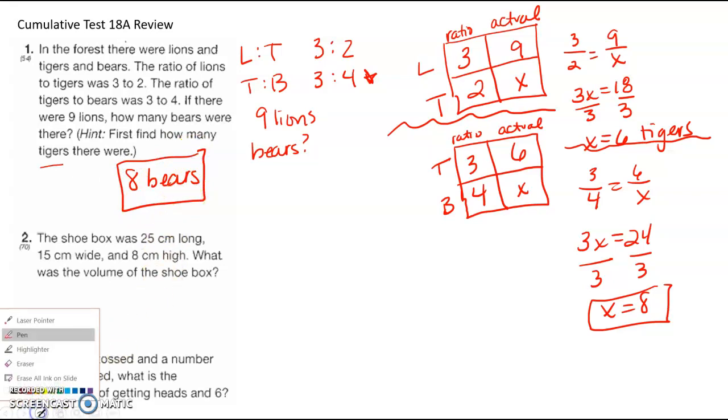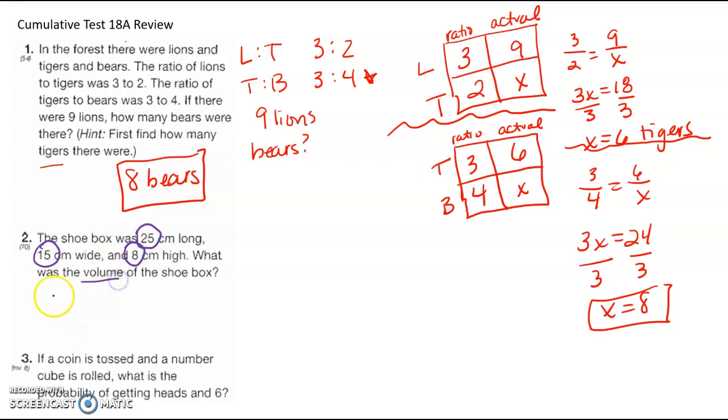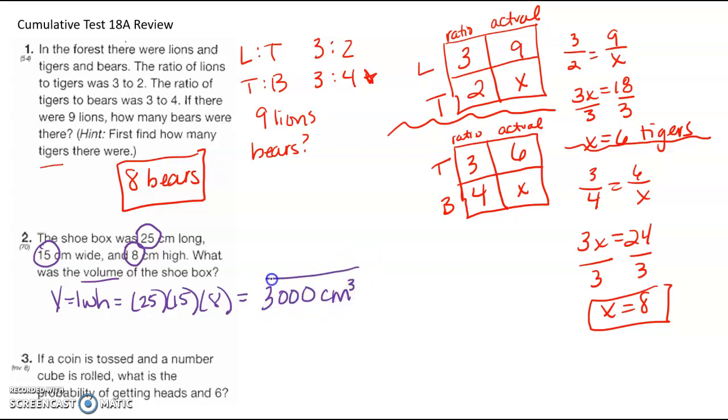Number 2. A shoebox is 25 centimeters long by 15 centimeters wide by 8 centimeters high. What is the volume? This should be in the back of your spiral. Length times width times height, which is 25 times 15 times 8. 25 times 15 times 8 is 3,000 centimeters cubed.